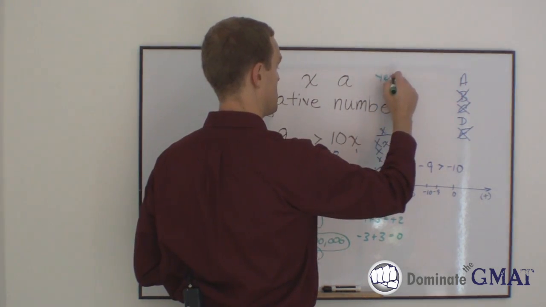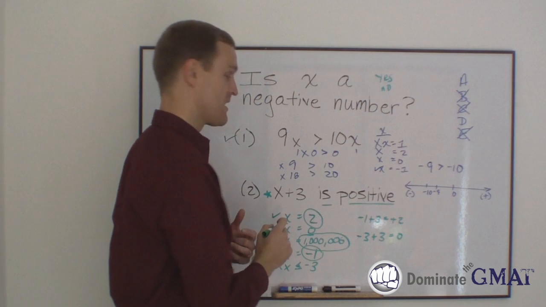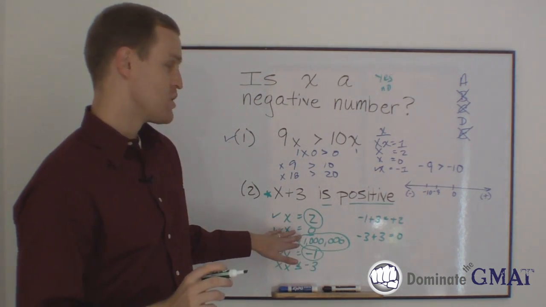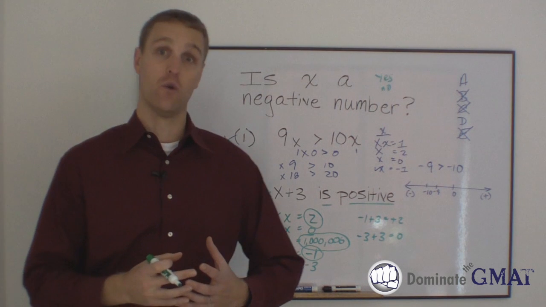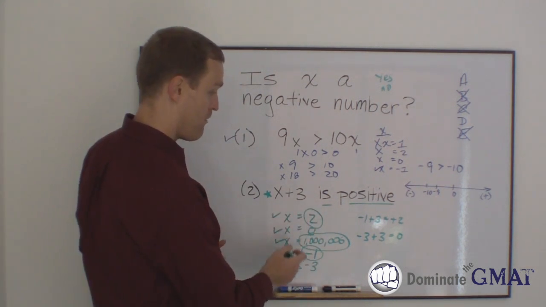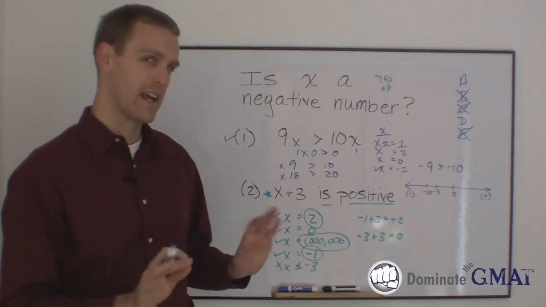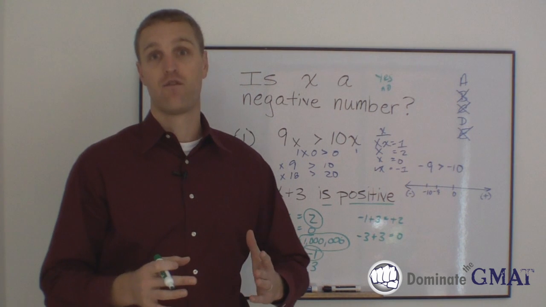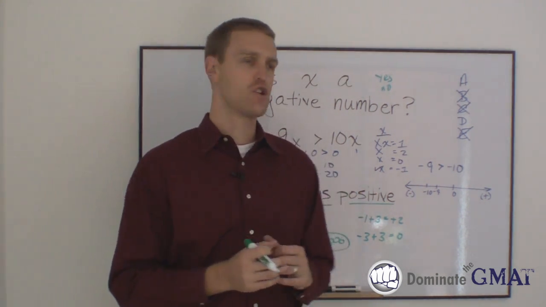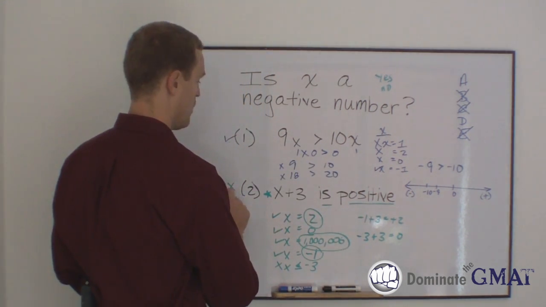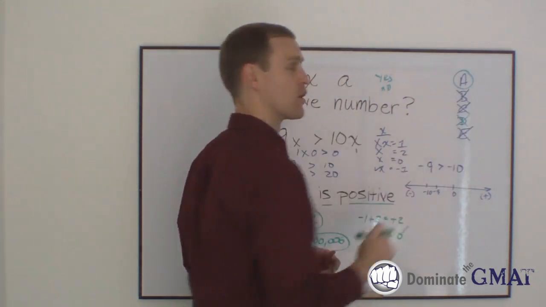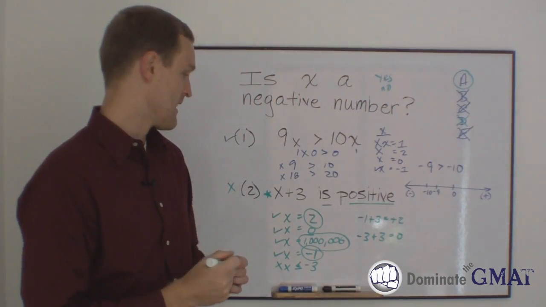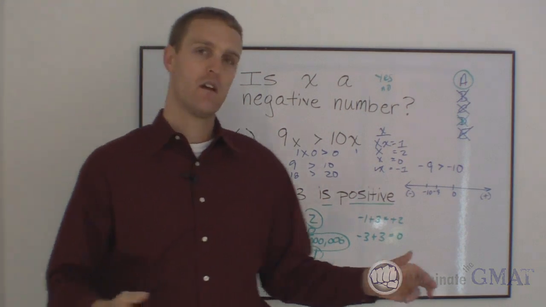Maybe yes, maybe no, according to statement number 2, because we chose values for X such that statement 2 remains true. So these are all allowable values of X, except for negative 3. And therefore, we're still indecisive. We're not quite sure. Therefore, statement 2 by itself is not sufficient, which is why the correct answer is answer choice A.